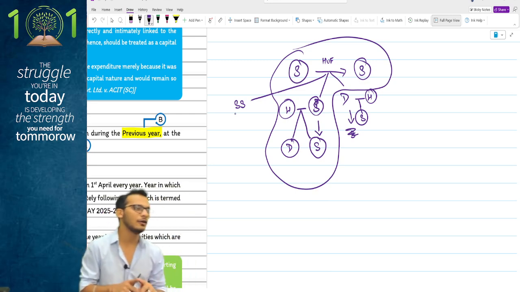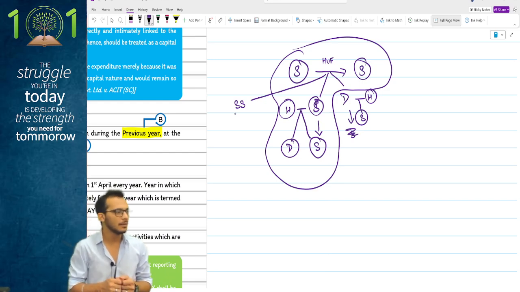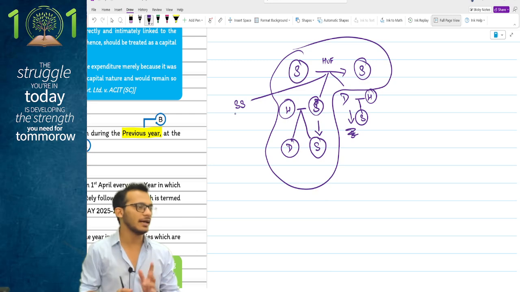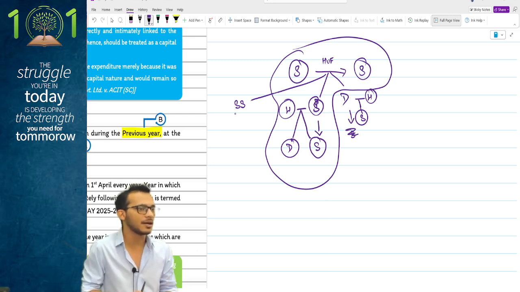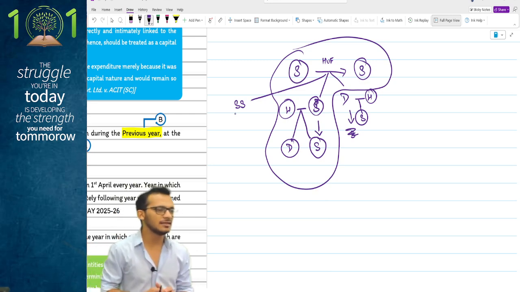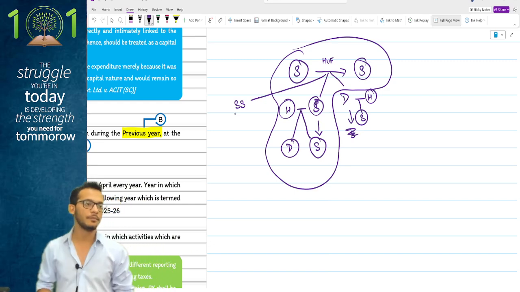When you get money and all these things, always ask your question: who is getting the money? Sometimes if it is given to the HUF, it may become taxable, but if you give it in the individual capacity, it may not become taxable. These are all small things to keep in mind. Yes or no? Yes.